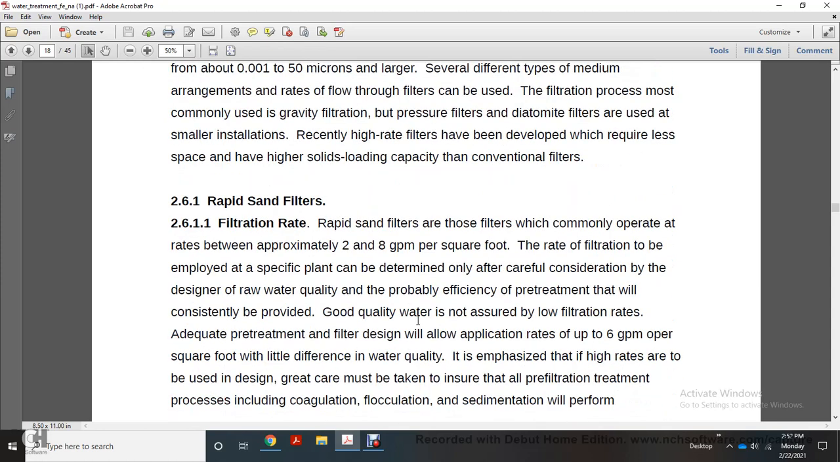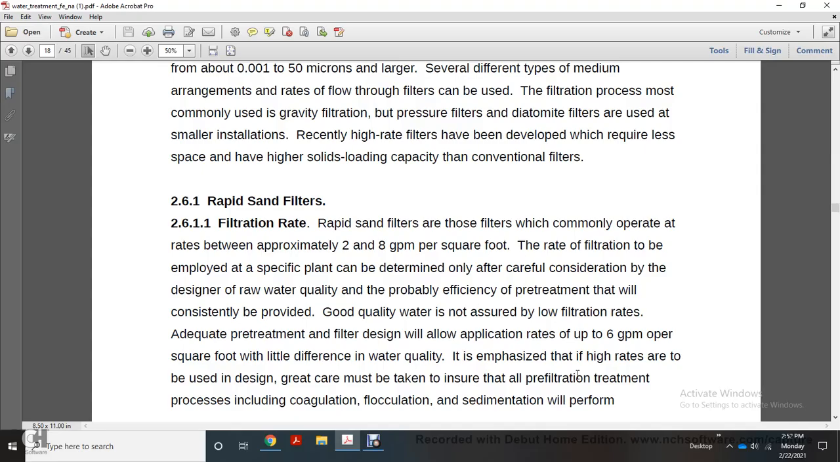Rapid sand filters, filtration rate. Rapid sand filters are those filters which commonly operate at rates between 2 and 8 gallons per minute per square foot. The filtration rate to be employed at a specific plant will be determined only after careful consideration by the designer, including raw water quality and the pre-treatment that will consistently be provided. Good quality water is not assured with a low filtration rate. With adequate pre-treatment, filter design will allow applicable rates up to 6 gallons per minute per square foot with little difference in water quality, emphasizing the high rates in the design.